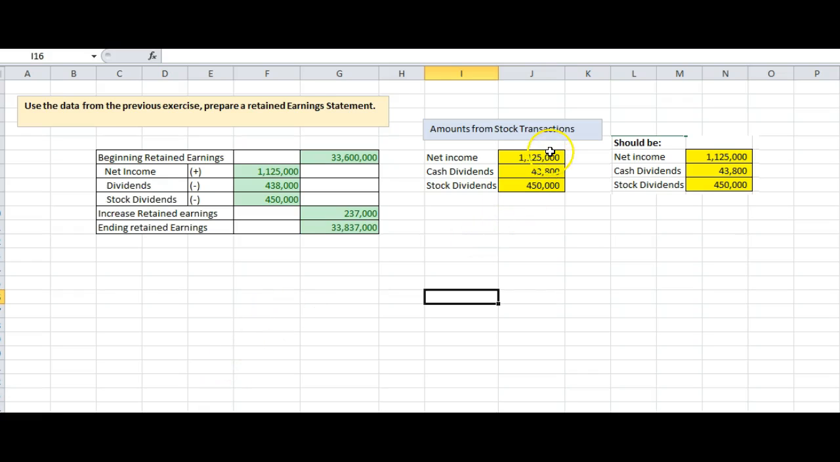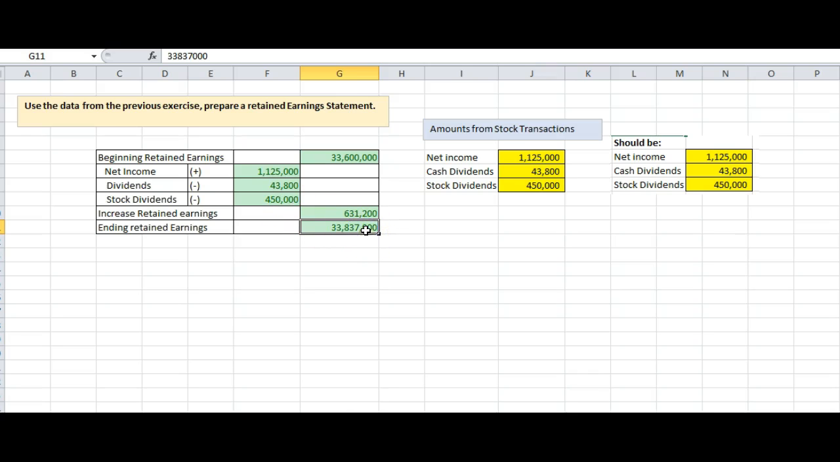So now I have a net income of 1,125,000, cash dividends of 43,800, and stock dividends of 450. So now we can calculate this out. Now these have to be subtracted. So this needs to change from 438,000 to 43,800. Now we can do this calculation. So that's 1,125,000 minus 43,800 minus 450. And that gives us 631 increase.